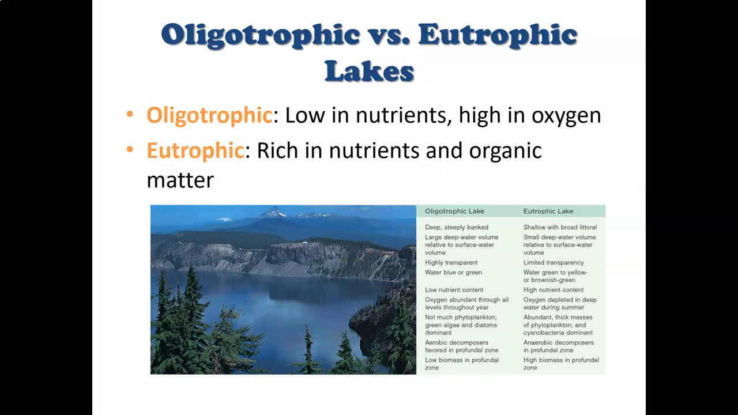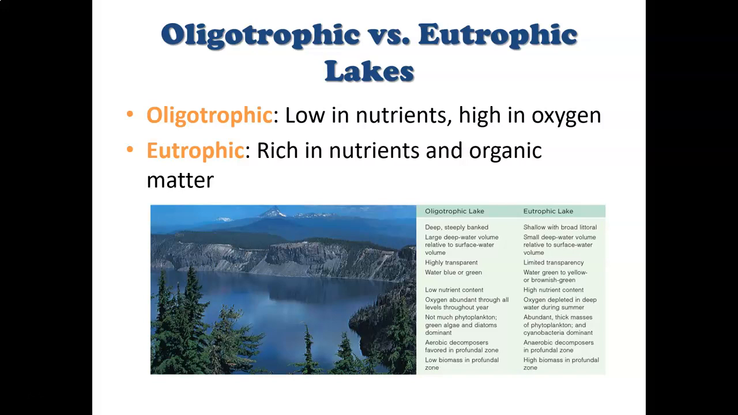Lakes can either be oligotrophic or eutrophic. Oligotrophic lakes are clear waters that are high in oxygen but low in nutrients. Just by looking at the description, you would think that the oligotrophic lakes are unhealthy and the eutrophic lakes are healthy, because the eutrophic lakes are rich in organic matter and nutrients. However, it's the opposite.